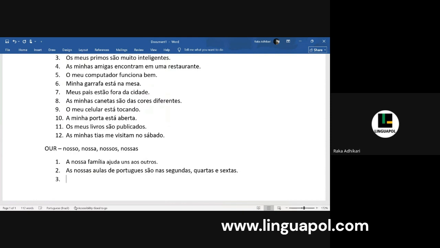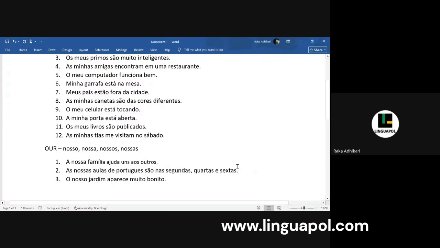Moving on. O nosso jardim aparece muito bonito. Here, jardim means garden. Aparece means appears or looks like. Bonito, you already know. What is the meaning of the sentence? Please raise your hands. Yes, Bushra? Our garden appears very beautiful. Right. Our garden appears very beautiful.